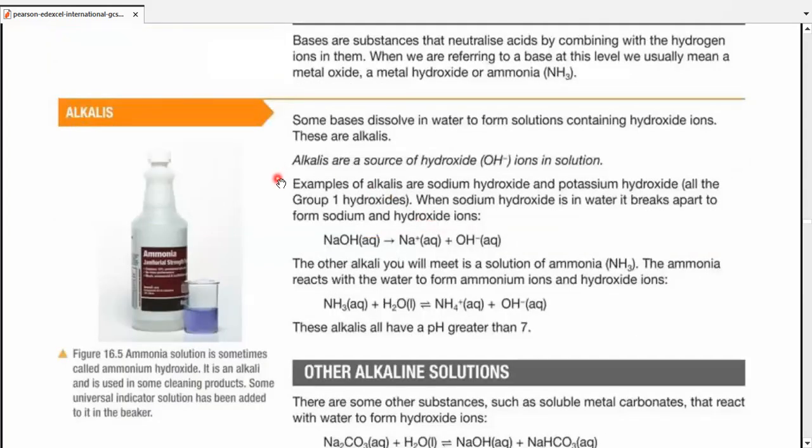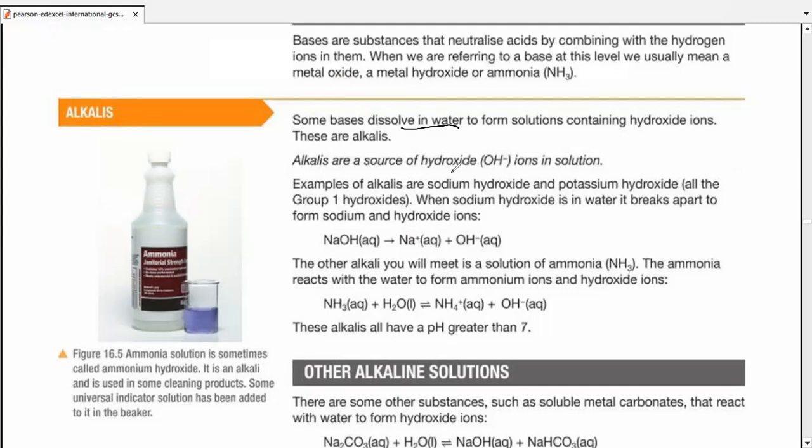Let's talk about alkalis because we have been using the word alkalis rather than bases. Some of the bases dissolve in water. They're actually soluble and they form solutions that contain hydroxide ions. That's why we call them alkalis. So actually alkalis are a branch of bases. It's just that they're soluble in water.